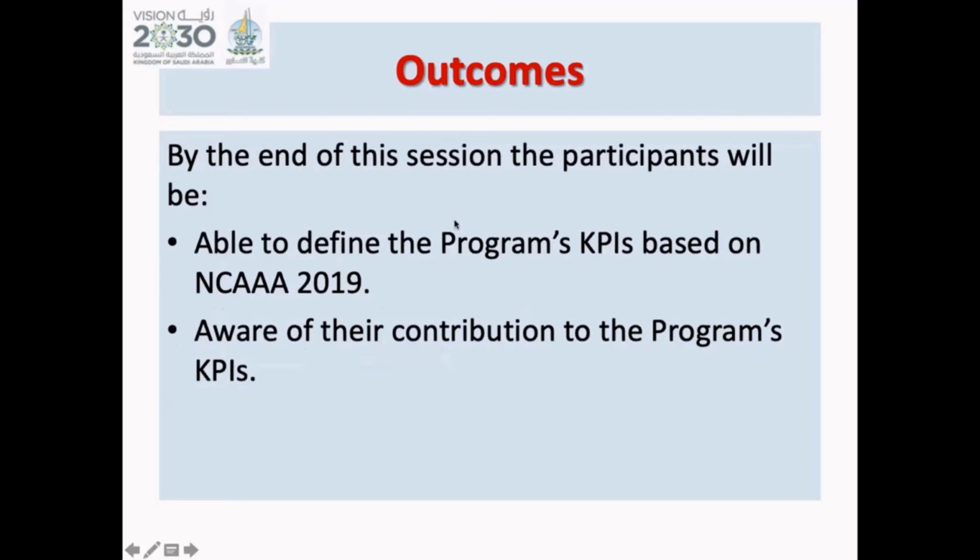So the outcome of this talk, I hope after this, all of you will be able to define the program KPIs, especially based on the NCAAA 2019. Actually, we have a few types of program KPIs, but we focus on these NCAAA KPIs and their contribution to this program KPI.